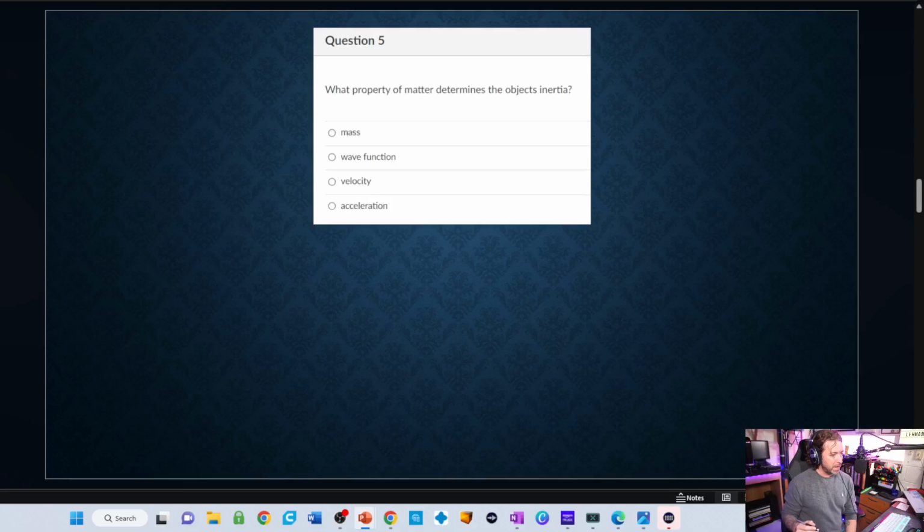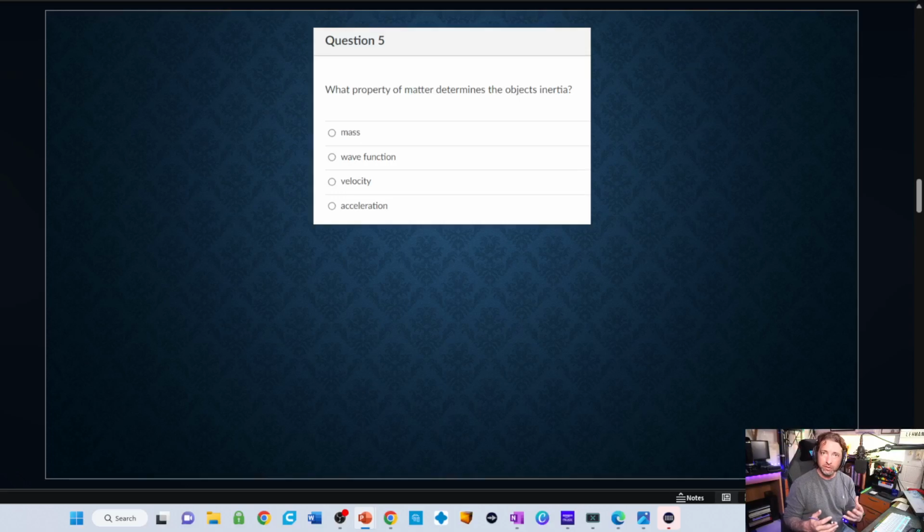So what property of matter determines an object's inertia? Well, it can't be the wave function because that's a quantum mechanical distribution of the probability of a location of a subatomic particle that obeys Fermi-Dirac statistics. It can't be the velocity. It's not the acceleration. Well, it's gotta be the mass because remember, inertia is the tendency of an object to resist an acceleration: speed up, turn, slow down, those kinds of things.